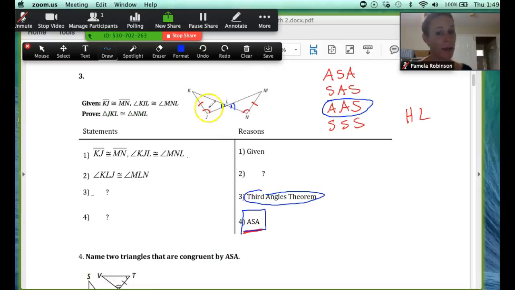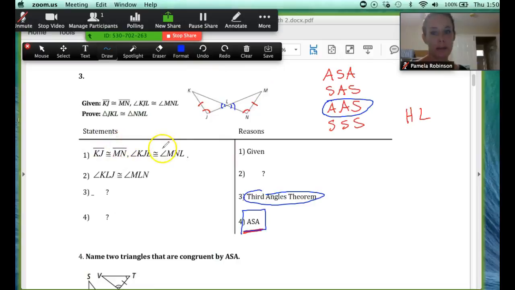If I take 180 and I subtract these two, I'm going to get a certain amount. And if I take 180 and I subtract these two, I'll get that same certain amount because these are congruent to these. That's the third angles theorem. If you know two angles, there's no other thing for that third angle to be but the same as this. All right. So by doing that, I can get angle, side, angle. So let's walk through this.